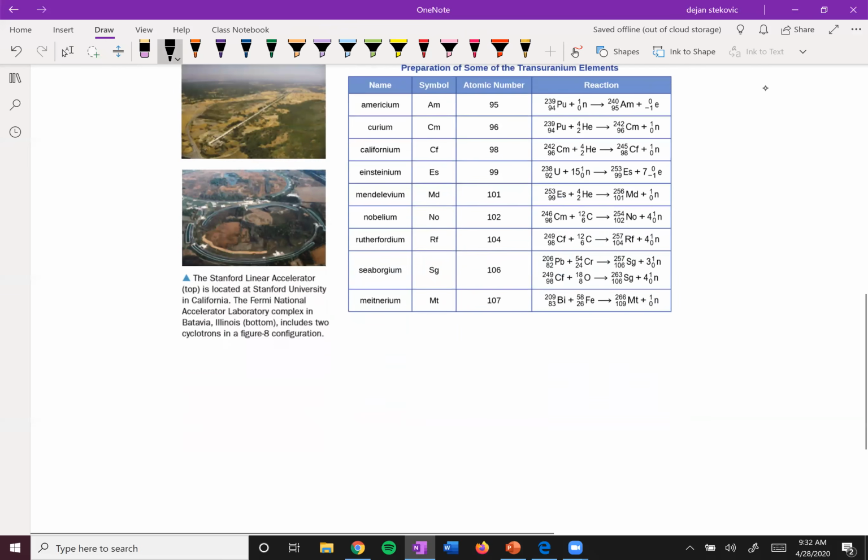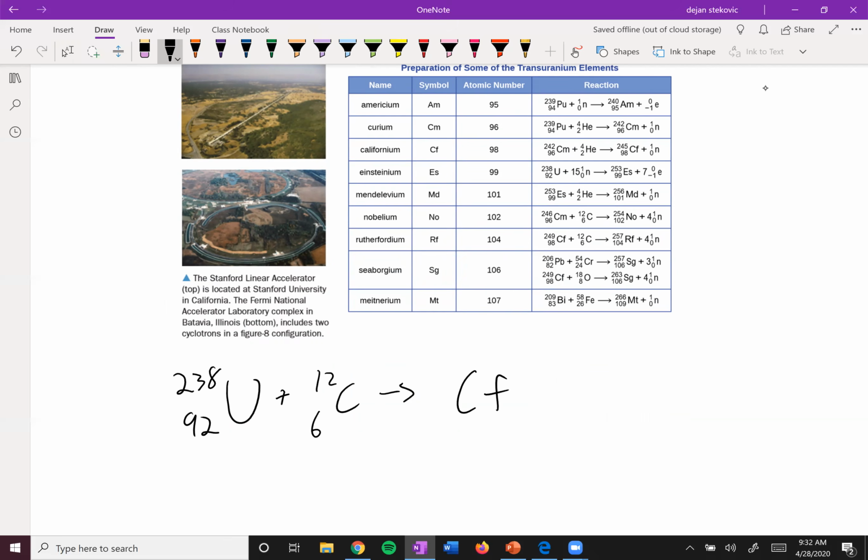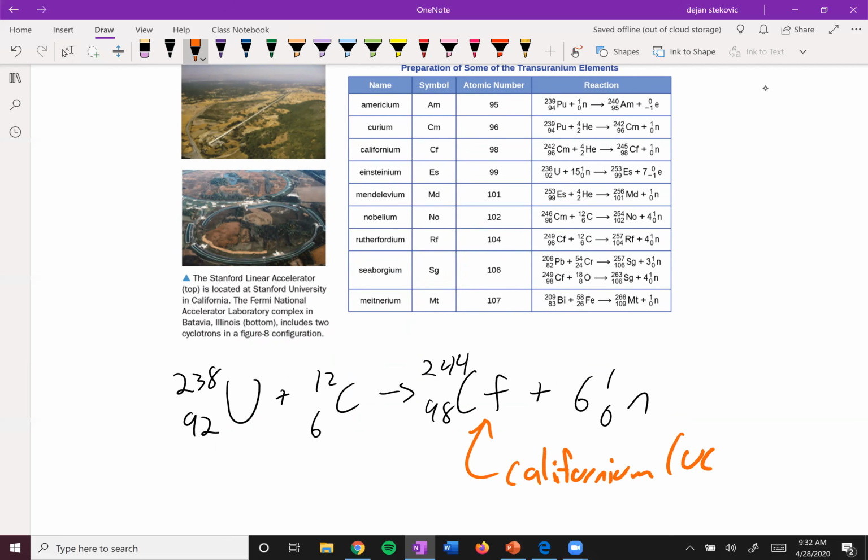So an example of that is uranium plus carbon 12 forms CF244 and 6 neutrons, and so CF is californium. So this was first made at UC Berkeley, which is pretty cool.